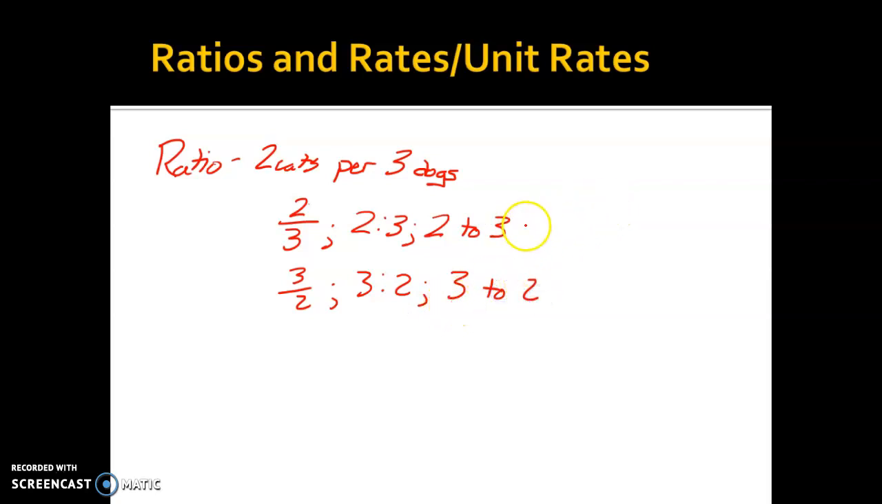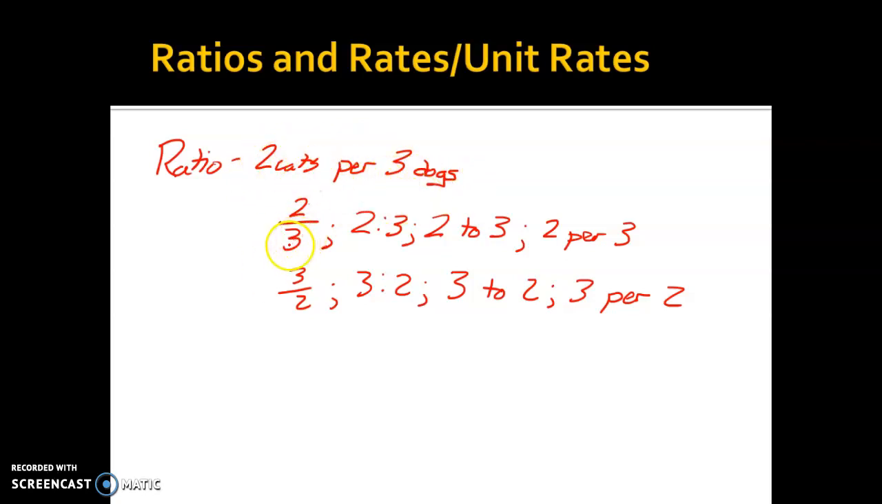There is one more way that the last video showed you, and that was if we were doing cats to dogs to say 2 per 3, or dogs to cats 3 per 2. This is called a part to part ratio because we have 2 different pieces that we're putting together. Part of them are cats, part of them are dogs.